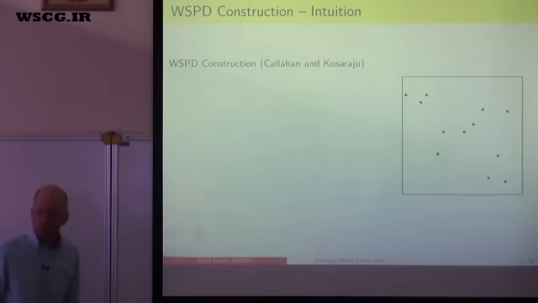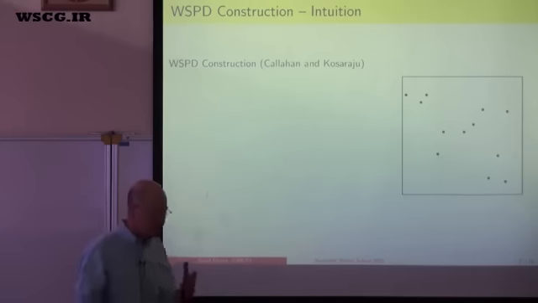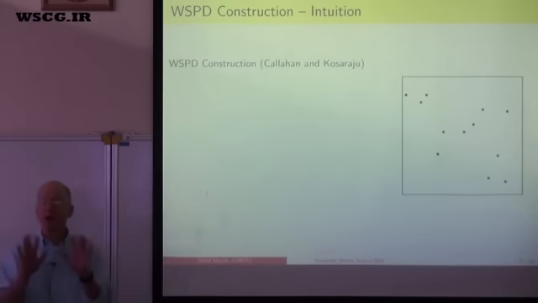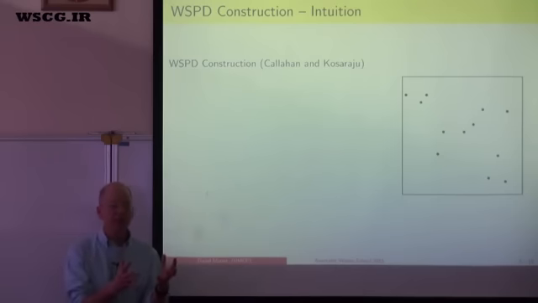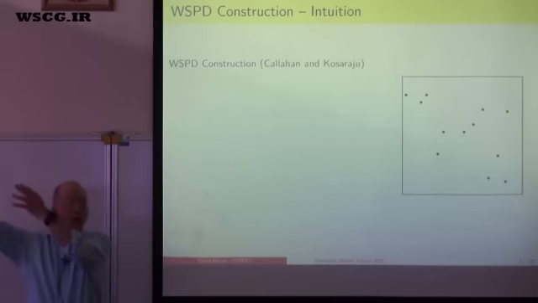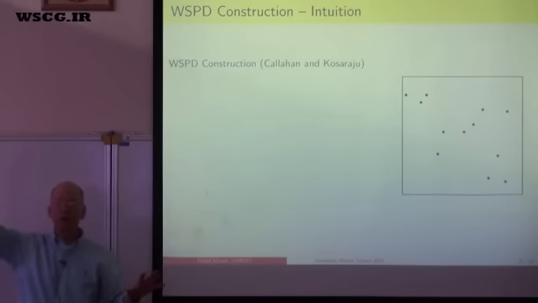So let me describe the construction that Callahan and Kosaraju gave. As I mentioned before, the intuition behind the well-separated pairs is the notion that if I have a cluster of points here, and a cluster of points very far away, I should be able to encode that cluster succinctly just using a single pair, rather than representing all the pairs between them.